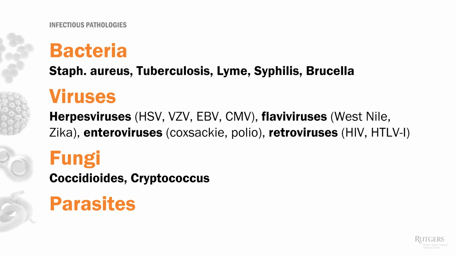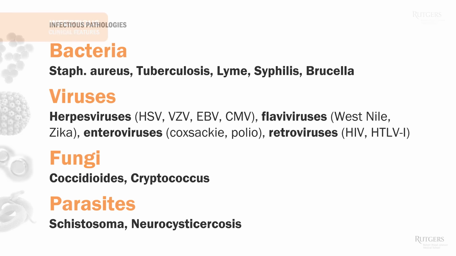Coccidioides and cryptococcus are some examples of cord-damaging fungi. And schistosoma and neurocysticercosis are playing for the parasite team. This is by no means an exhaustive list, and you can probably imagine that any bug that affects the CNS can also affect the spinal cord. So how do we clinically suspect an infectious cause?